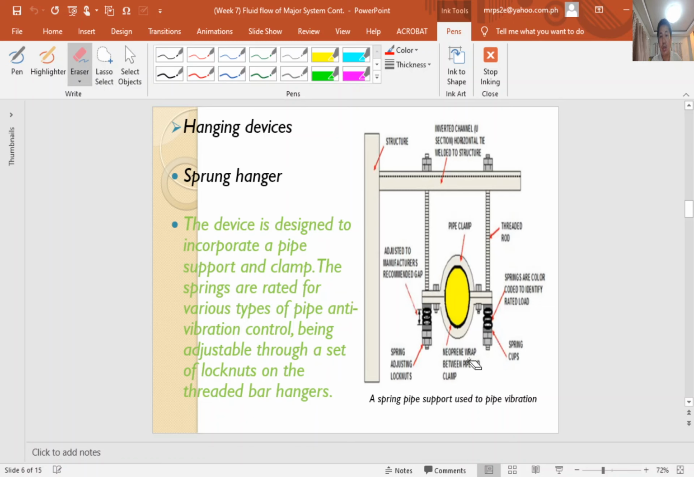Inside here is a different wrap, which is a rubber between the pipe and clamp, the black one. And here you have the bolt to hold the clamp. And here you have the spring adjusting lock nuts, on both sides. You have the spring caps, and the springs are colored.